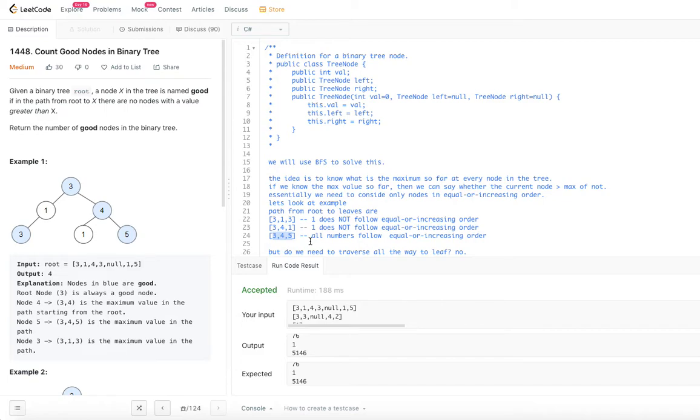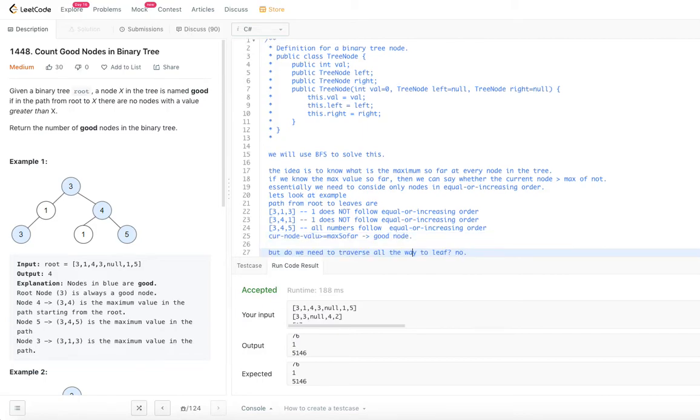So as long as we keep track of the current node and the maximum so far, right? If the current node value is greater than or equal to the maximum so far, we will say the node is a good node. Otherwise, it's not. So that's a simple thing.